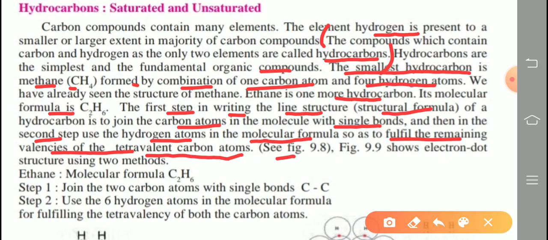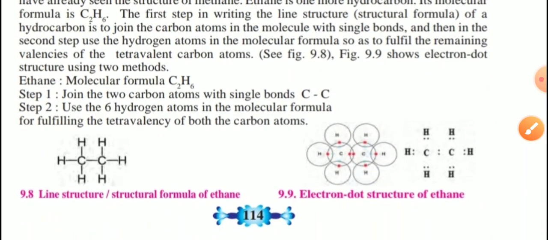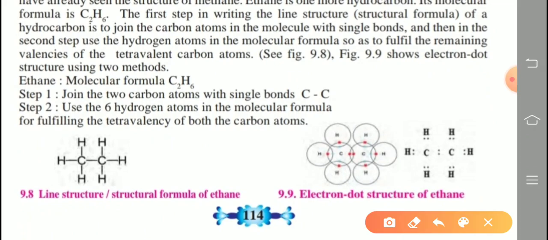Now see figure 9.8. Figure 9.9 shows the electron dot structure using two methods. So the question is asked here: draw the structural formula, or line structure, and also draw the electron dot structure by the two methods showing here. This is the first method with the help of a circle, and this is the second method without a circle.